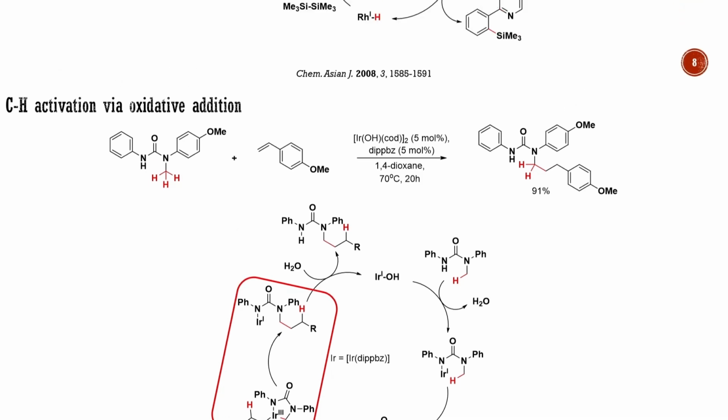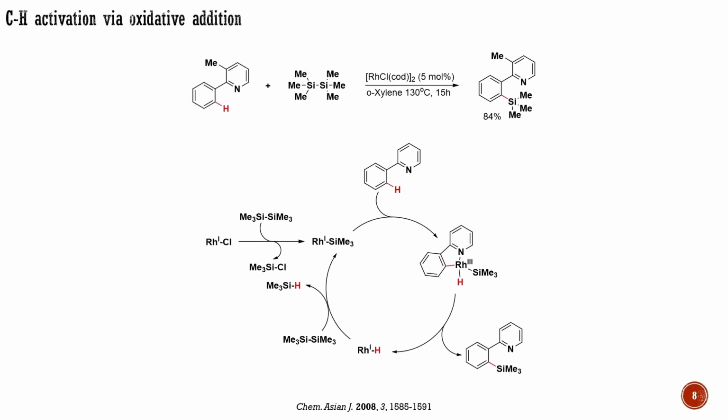iridium(I). The next example is the rhodium-catalyzed silylation of aromatic compounds, published in 2008. The mechanism is quite similar to the previous one.